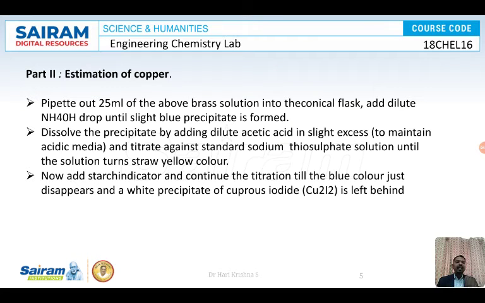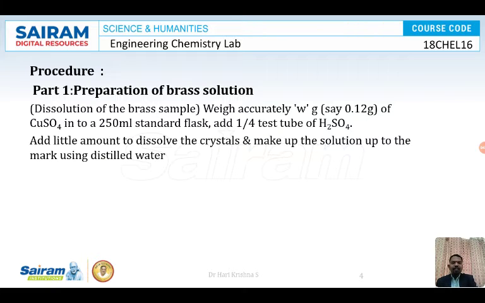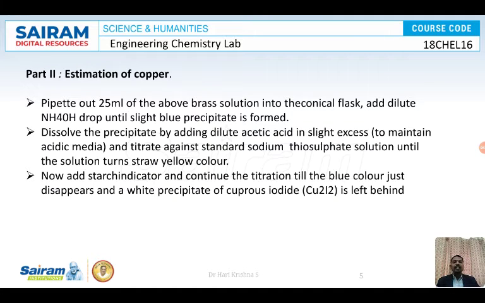In order to remove the inorganic acids, we are going to add ammonium hydroxide. So how will you know the entire inorganic acid is removed? While preparing the brass solution, what did you add? Sulfuric acid, right? So in order to neutralize that, we are going to add what? Ammonium hydroxide.